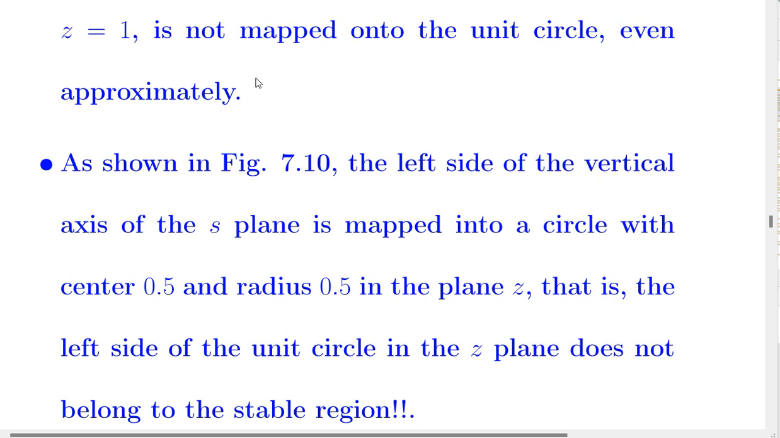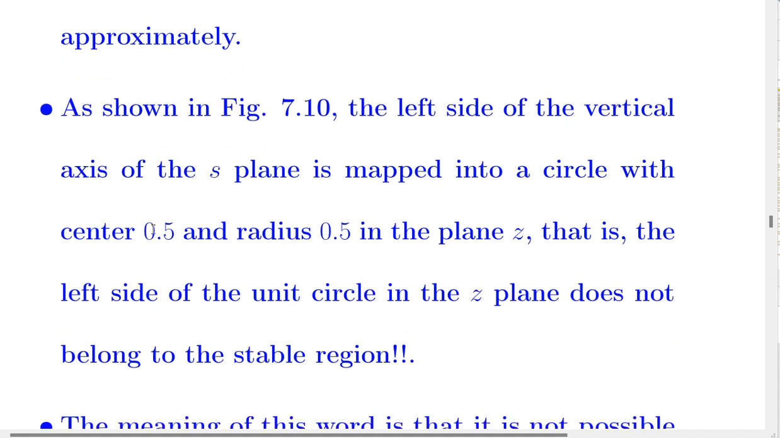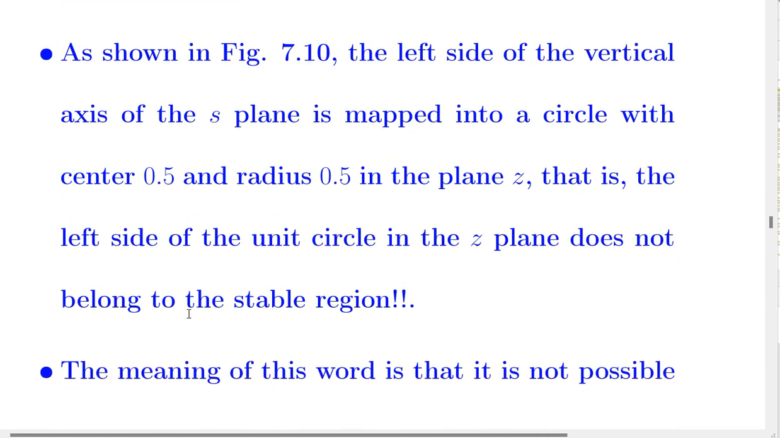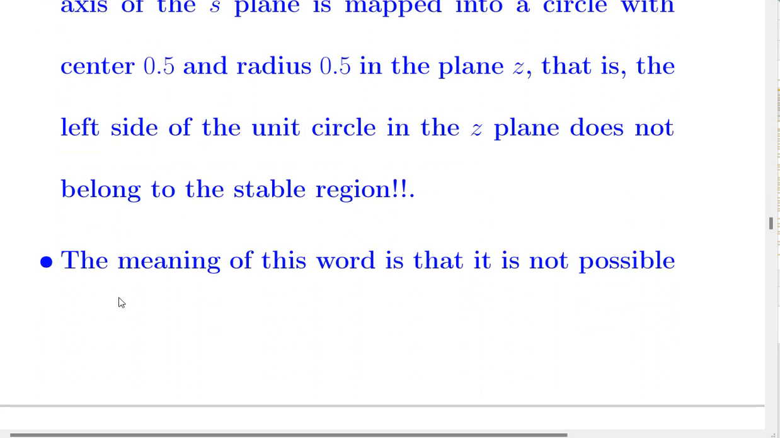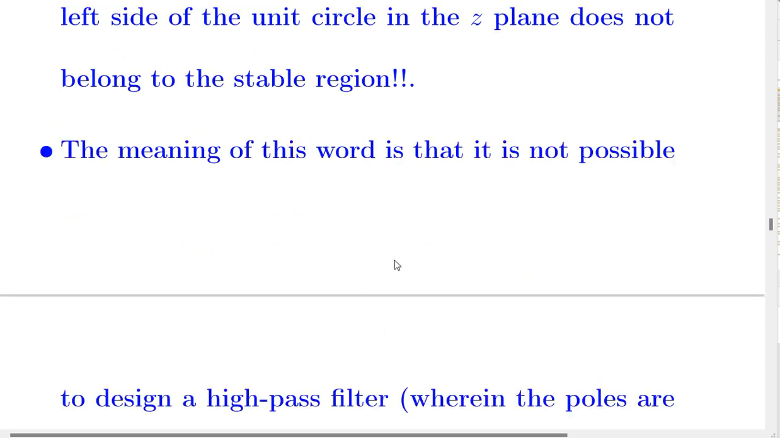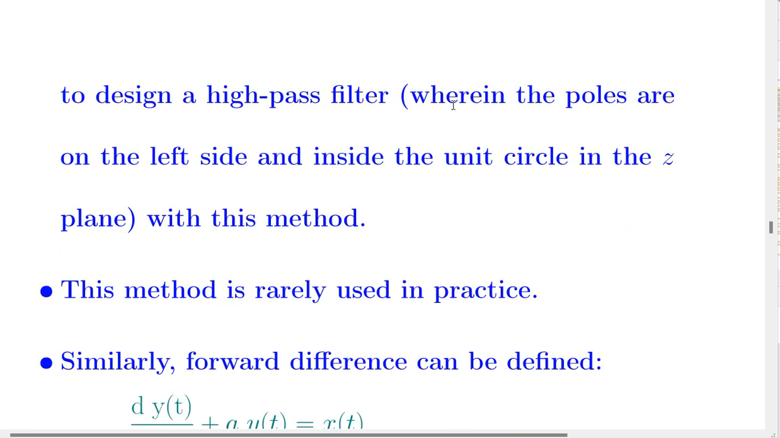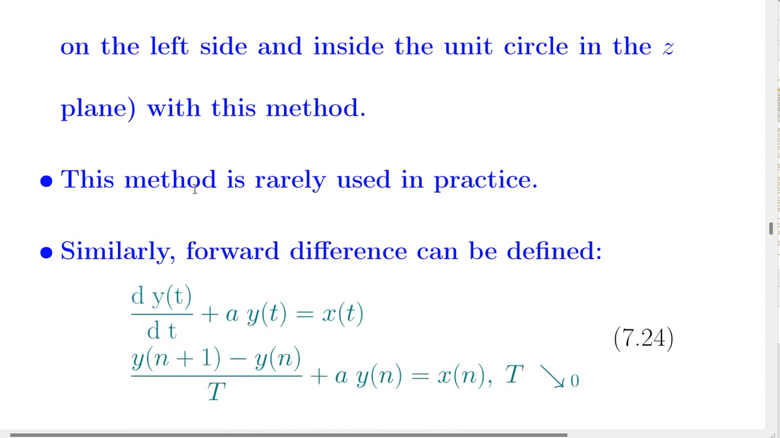So, as shown in figure 7.10, the left side of the vertical axis of the S-plane is mapped into a circle with center 0.5 and radius 0.5 in the Z-plane, that is, the left side of the unit circle in the Z-plane doesn't belong to the stable region. Can you accept it? The meaning of this is that it's not possible to design a high-pass filter wherein the poles are on the left side of and inside the unit circle in the Z-plane. So this method is rarely used in practice.